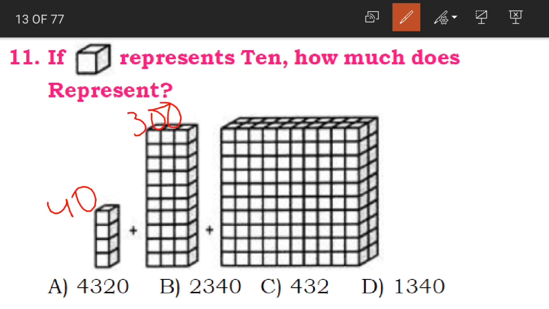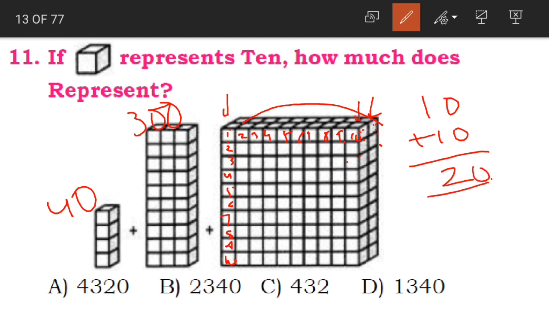Now moving on to the last set of blocks. 1, 2, 3, 4, 5, 6, 7, 8, 9, 10. Again 100, right? 100 in each row. And the same we are having two sets of blocks here, not only one. In the front we are having 10 and in the back side also we are having 10. So 10 plus 10 becomes what? 20. What are these 20?